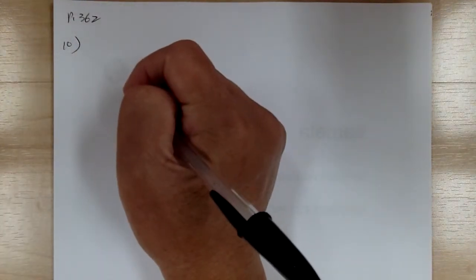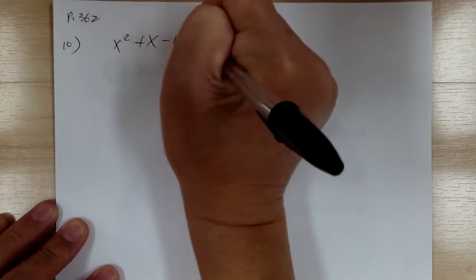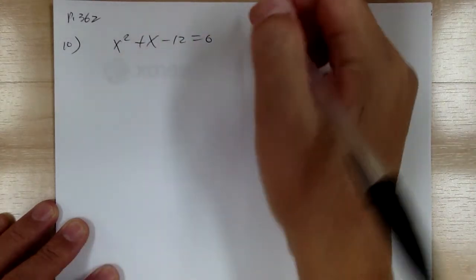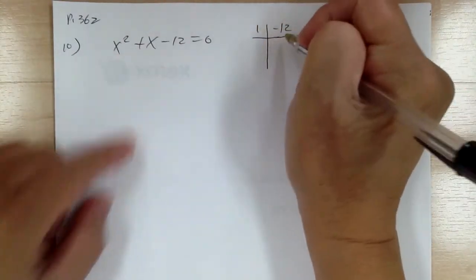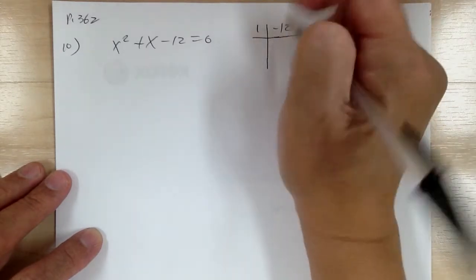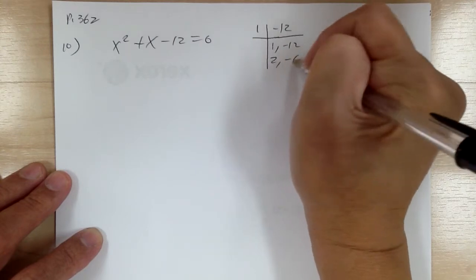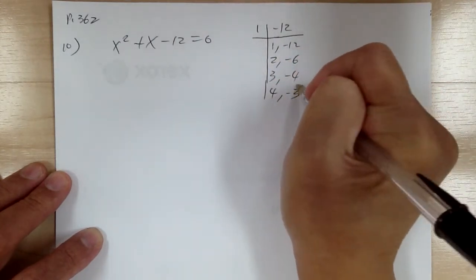Okay, let's go to number 10. You have x squared plus x minus 12 equal to 0. So you make sure it's equal to 0. Then you do the factoring. Go through the steps. Okay, so again, if you know the correct combination, you can just go straight to it. If not, you just go 1, negative 12, 2, negative 6, 3, negative 4, 4, negative 3. So this is the one.